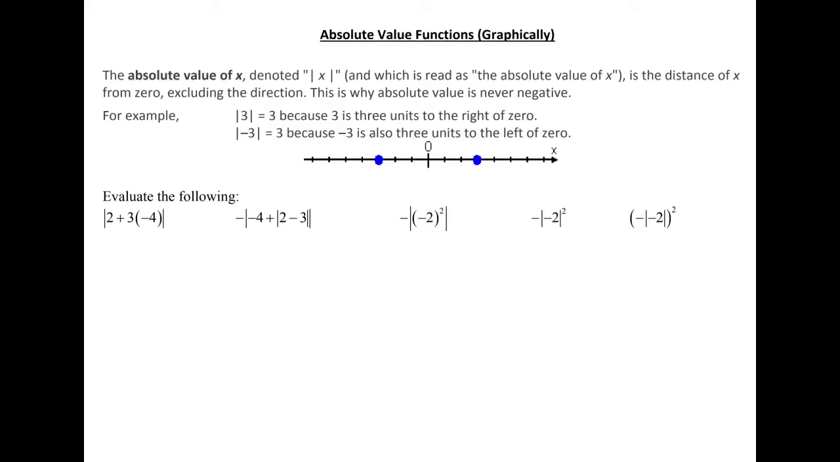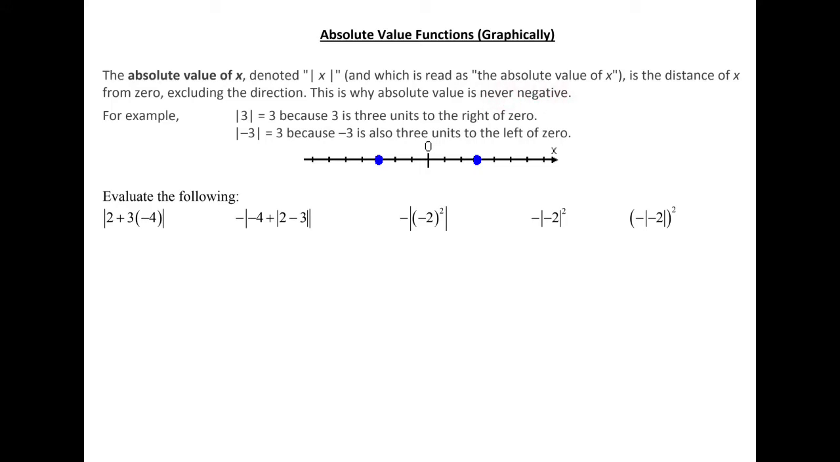This lesson, we're going to learn how to evaluate absolute value functions and how to solve absolute value equations graphically. The absolute value of x, denoted by the two straight lines around the x, represents the distance of x from 0, excluding the direction. This is why absolute value is never negative.